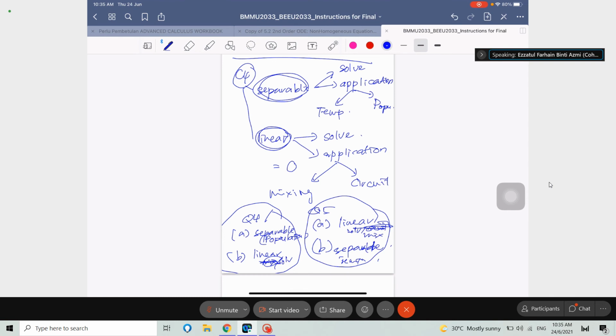Thank you. But normally they will ask. In the final, usually they will request the method, except for applications. For applications, you should know this one is separable, this one is linear, normally. But if it doesn't say about linear, and let's say the equation is linear but can be solved by separable, no problem, just do it. If there is no instruction in the question, it's fine.